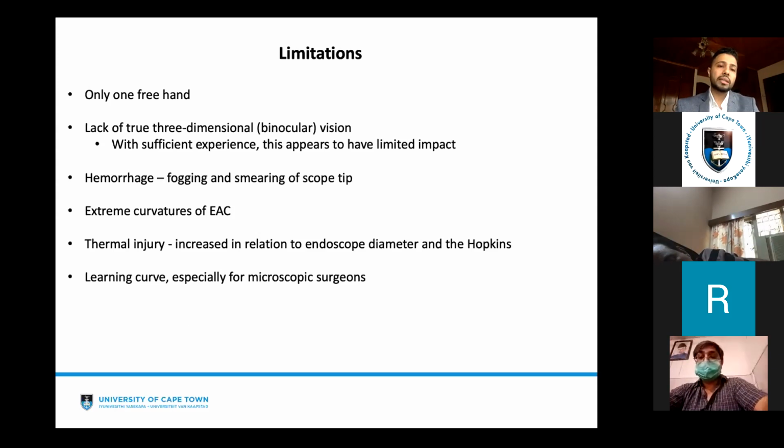There are also cases of patients that have extreme curvatures in the external auditory meatus and the canal. And there is the theoretical risk of thermal injury from the tip of the endoscope as well. And obviously there's a learning curve, especially for surgeons that are initially taught microscopically or have been performing surgeries for decades using the microscope.